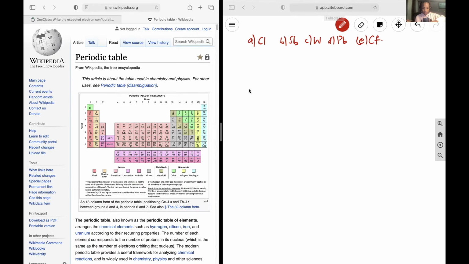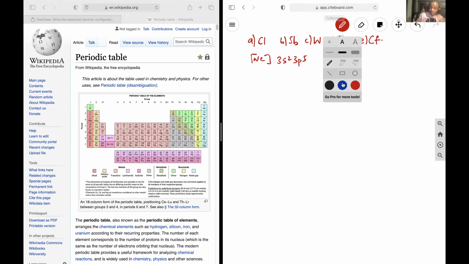And so the closest noble gas to chlorine is neon. So we're just going to put neon in square brackets. And then we start counting. So this is going to be 3s2, 3p1, 2, 3, 4, 5. So 3p5. So 3s2, 3p5.